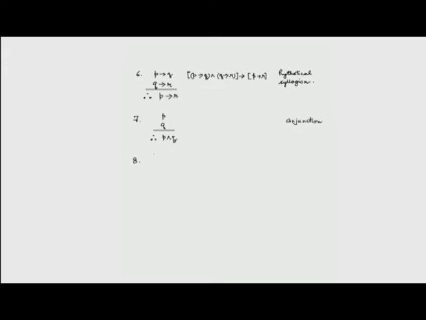Eight, P implies Q and R implies S, P or R, therefore, Q or S. This is written as P implies Q and R implies S and P or R implies Q or S. This is called constructive dilemma.